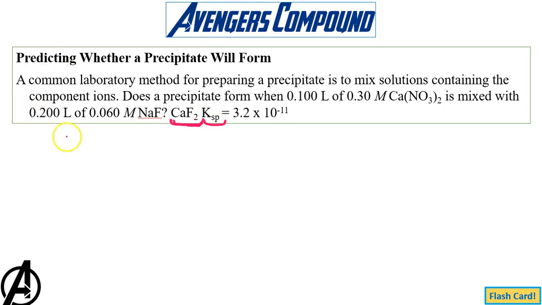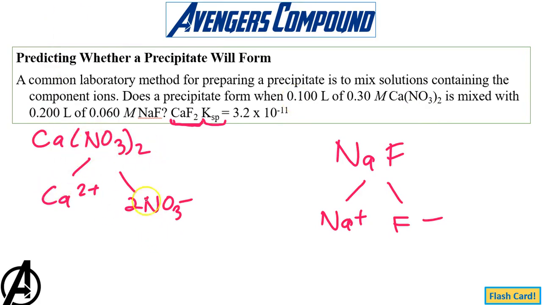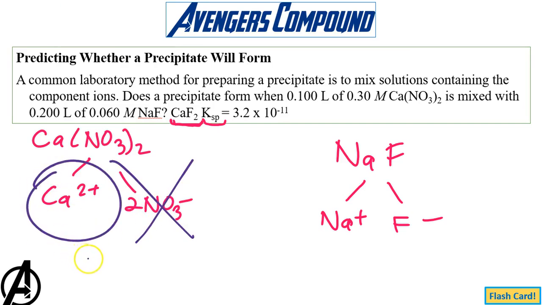But let's go ahead and write out all of our particular ions, and then of course see which ones we're working with. All right, so as you can see, we have our Ca(NO3)2. So we know that NO3 minus is going to be the anion of that strong acid, HNO3, so that's not going to react with anything. But yes, we do have our Ca2+ left over.